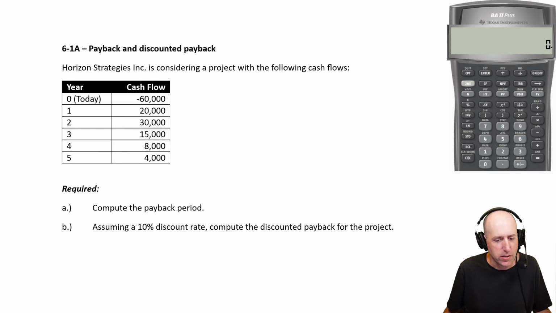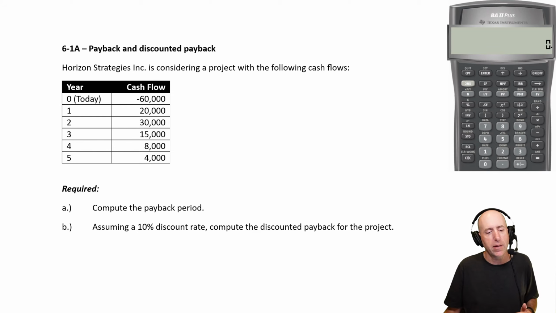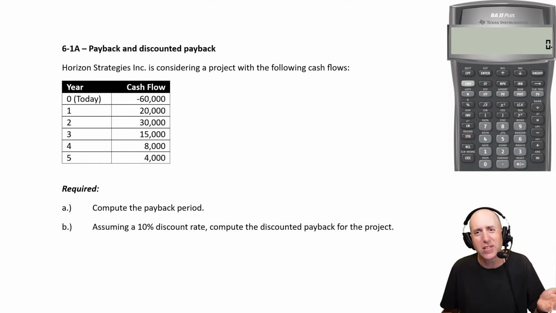So Horizon Strategies is considering a project with the following cash flows. It costs us 60 grand up front, and you can see the payback over time. So the question is, how long until it pays back? And the way I do this is I just do a running total.